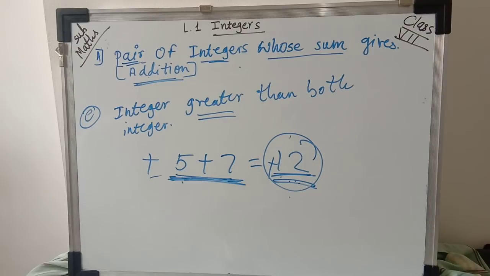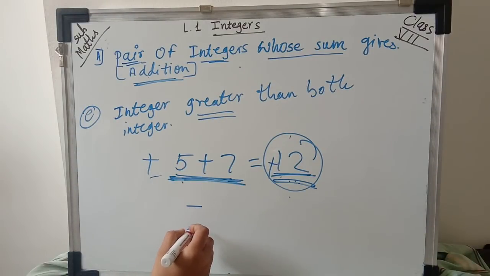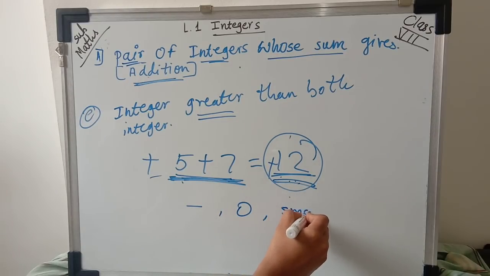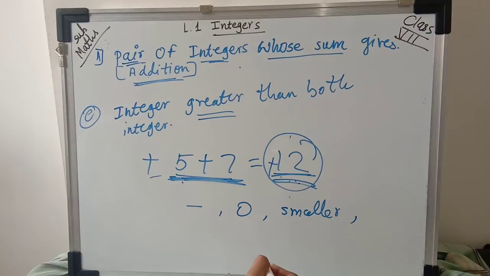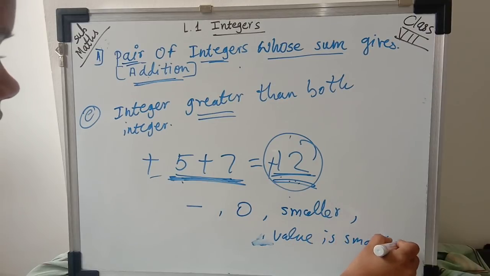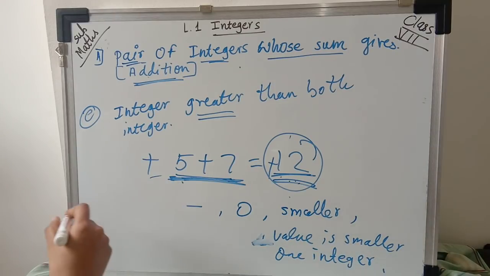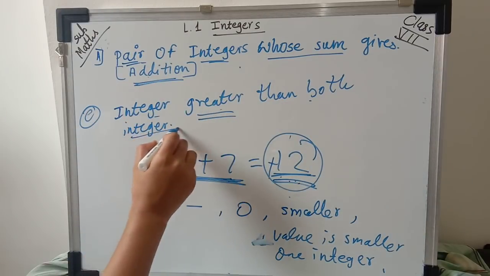I hope you understood. Here we found the pairs of integers whose sum is negative, whose sum is 0, whose sum is smaller than the given integers, and one more where the value is smaller than one integer. And the last one we have seen is the pair of integers whose sum is greater than both integers.